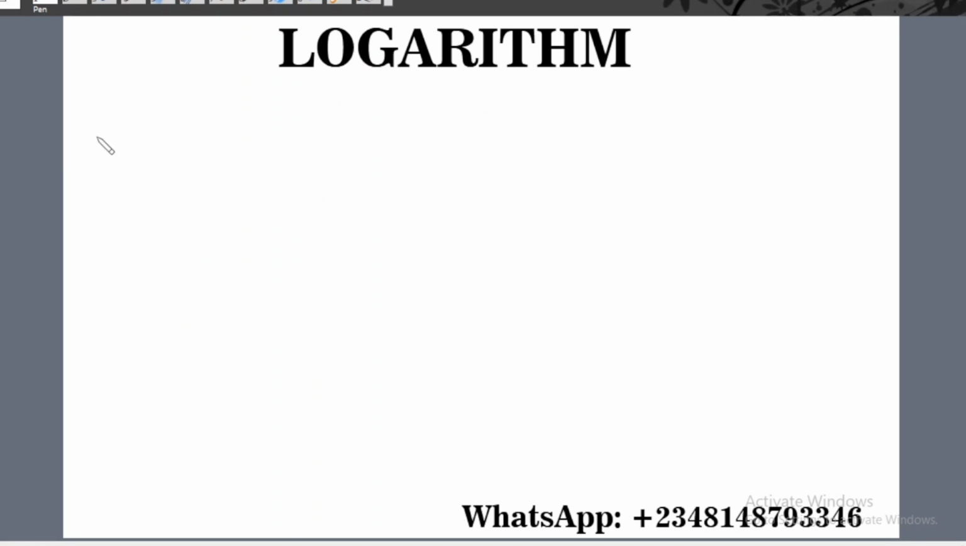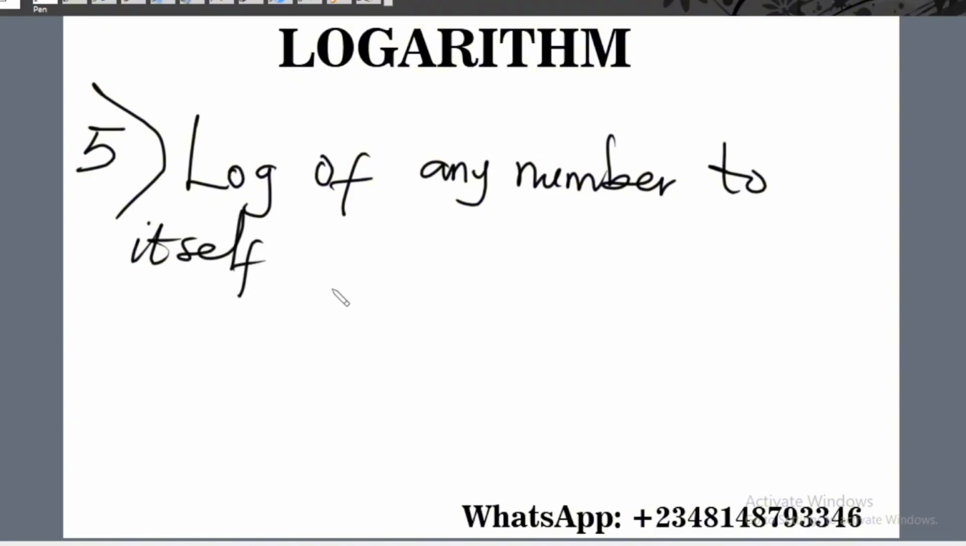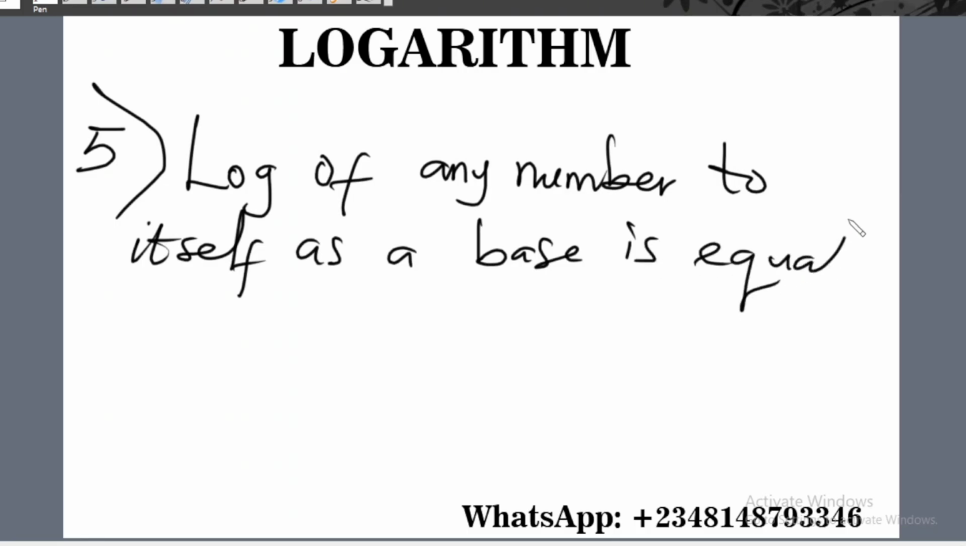Now let's look at the final law. Log of any number to itself as a base is equal to 1.